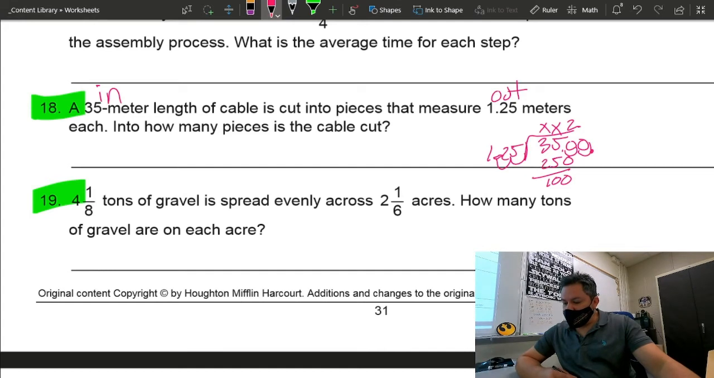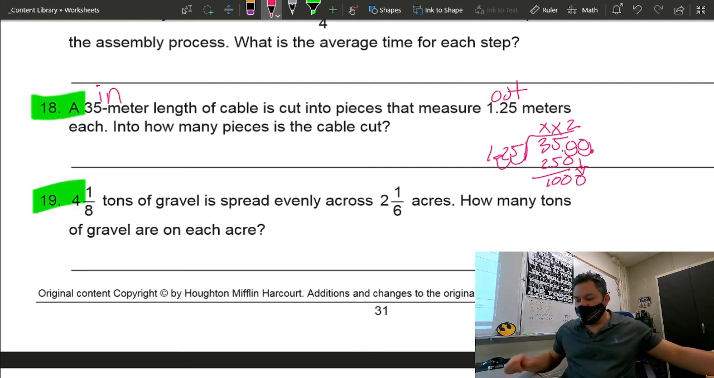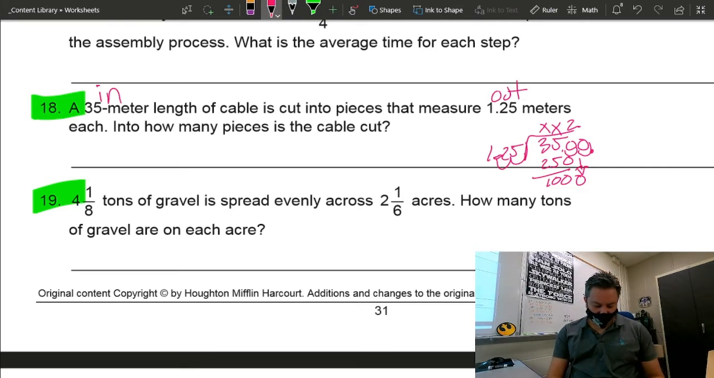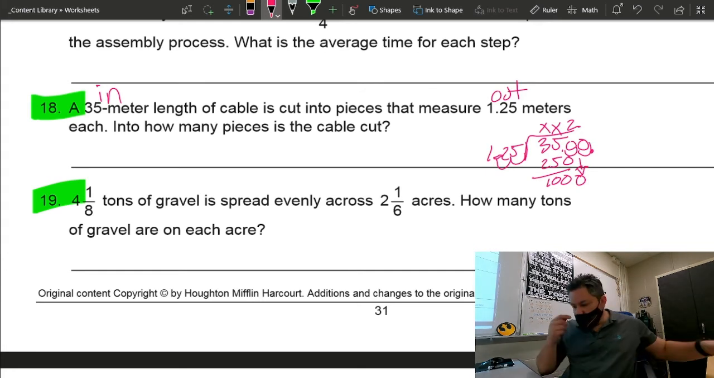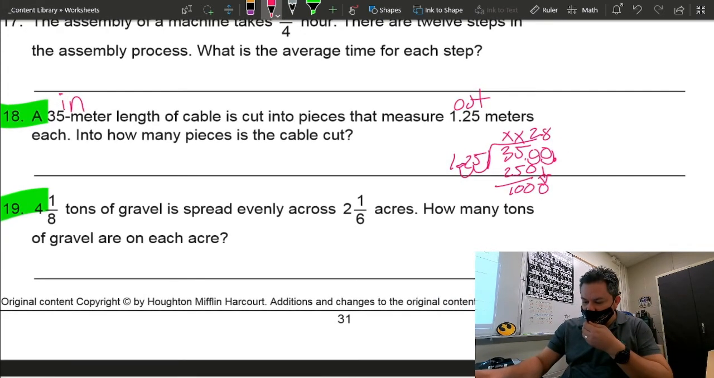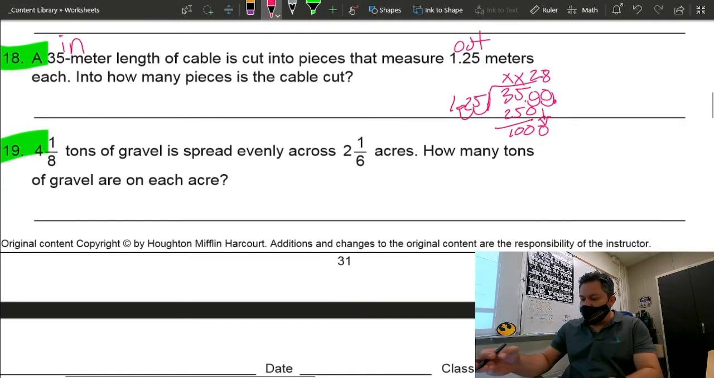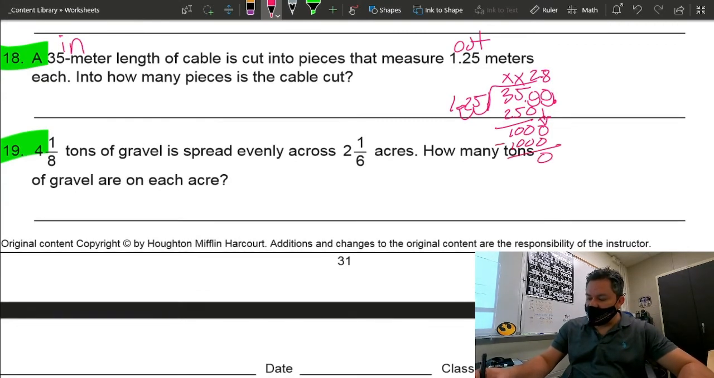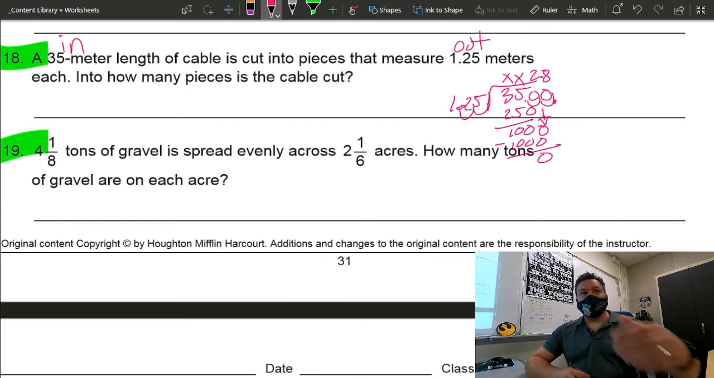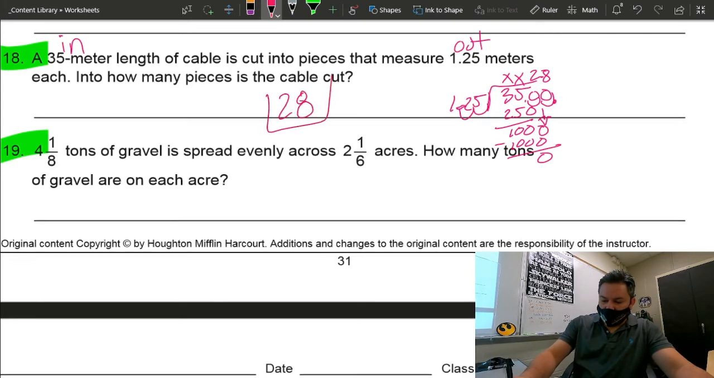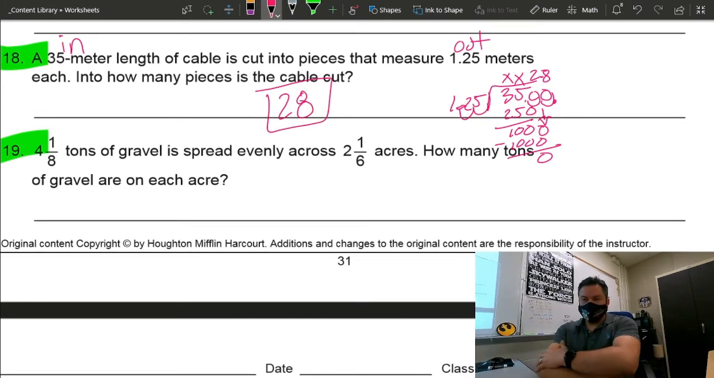Now, at this time, we're going to bring this zero down. How many times does 125 go into 1,000? And that is going to be 8 times. 8 times 125 is 1,000. And when you subtract, you get 0. So how many pieces did we get out of the 35-meter long cable? 28 pieces. That's it.